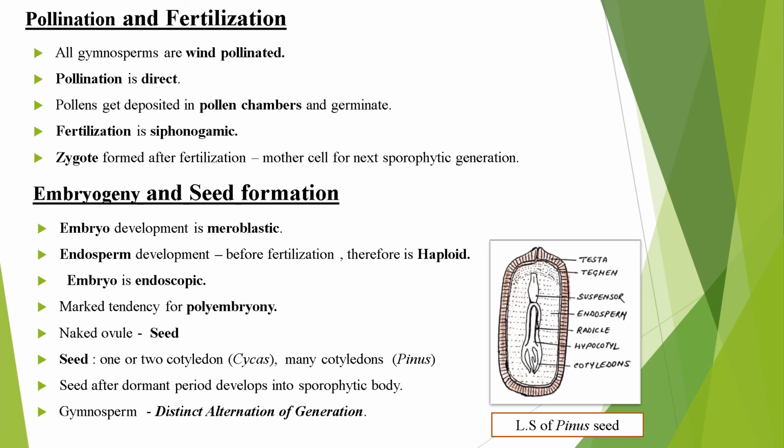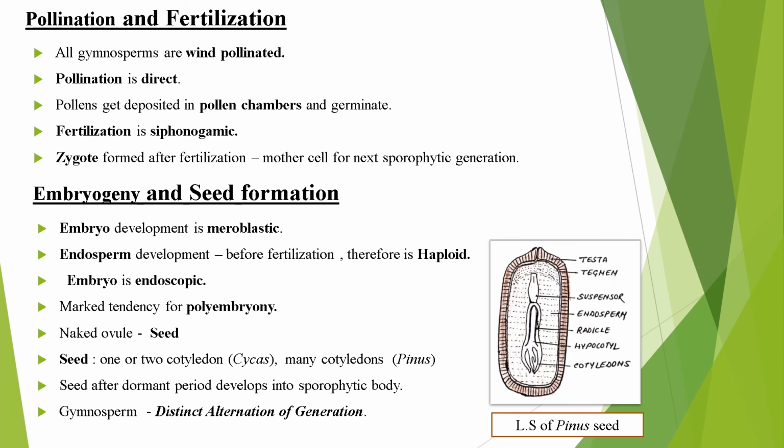The development of embryo is meroblastic type. That means, instead of the whole zygote, embryo is formed from a part of a zygote. In gymnosperm, endosperm is haploid as it is formed before fertilization. In case of gymnosperm, polyembryony may arise by the fertilization of more than one egg, but due to physiological competition, only one embryo attains maturity.